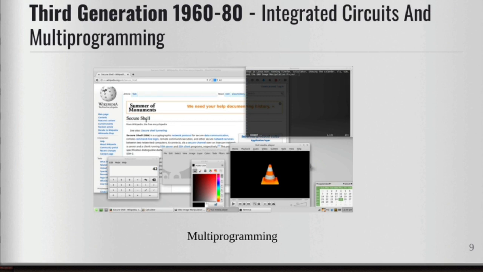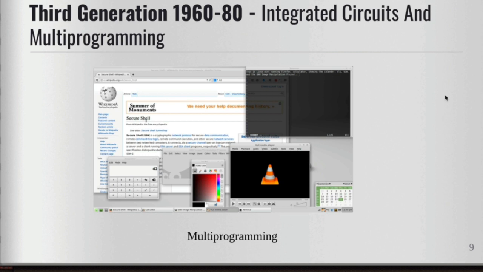So the third generation was from 1960 to 1980. Until 1960s, there were two types of computer systems. First is the scientific and second is commercial, which used integrated circuits having performance advantage over second generation. The third generation operating system introduced multi-programming.